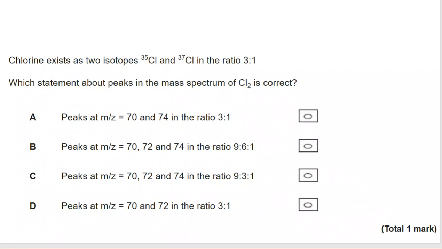This is AQA A-level Chemistry. It's a multiple choice question on the topic of atomic structure. Pause it, have a go, and then review.